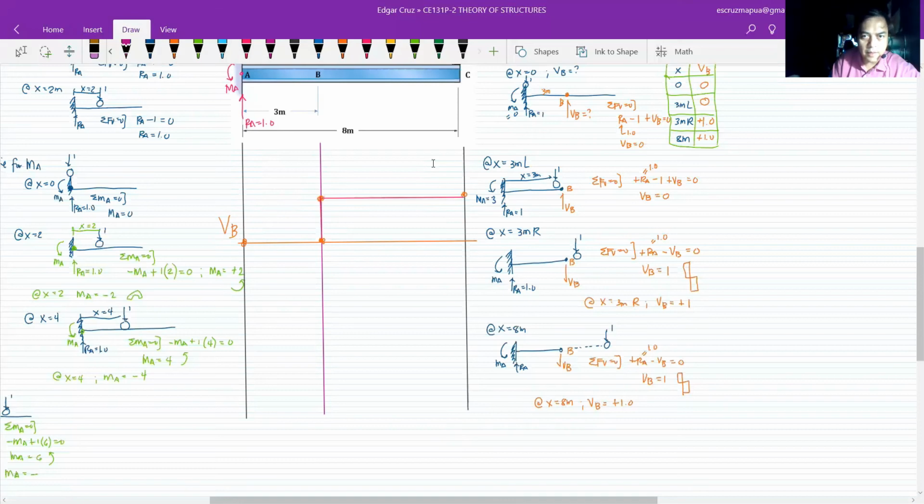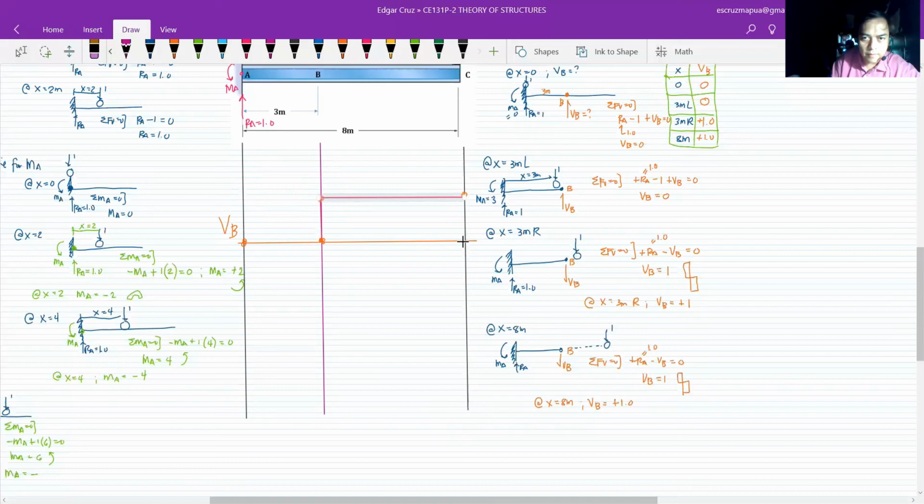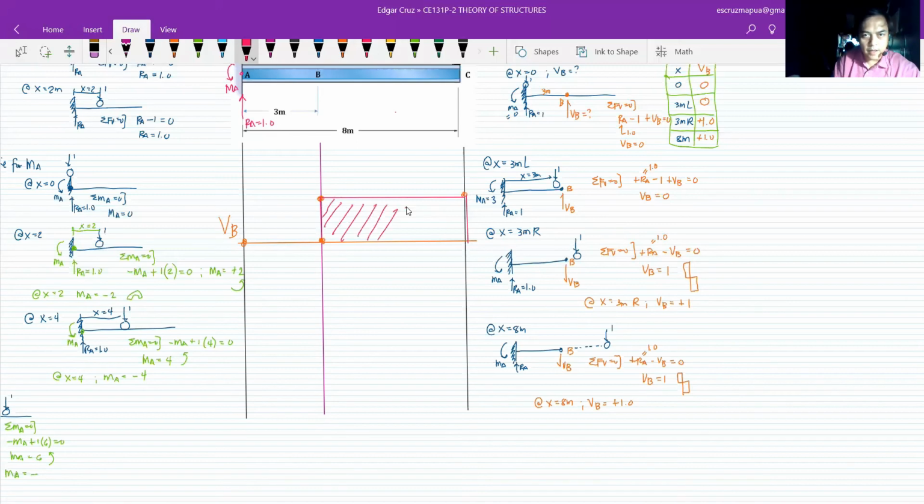Okay. So, ganyan. Parang rectangle lang. Something like that. No? And so, ito yung magiging influence diagram ng shear sa B.